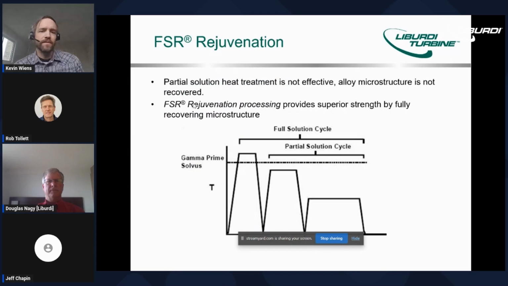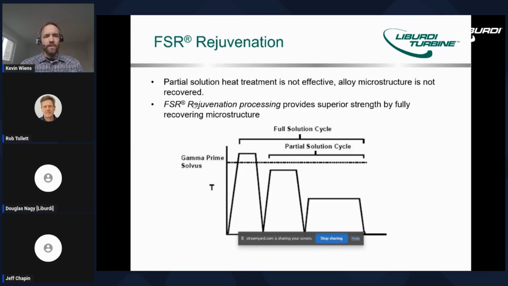So how we do that is through a series of heat treatments. And so this plot here shows those heat treatments as temperature versus time. In order to reset the properties of the material, we have to reset that microstructure. And so those precipitates that have grown to the point where they're no longer providing optimal strength, we dissolve them by running an initial heat treatment, a solution heat treatment over the gamma prime solvus temperature. And then we regrow those precipitates through a series of aging cycles.